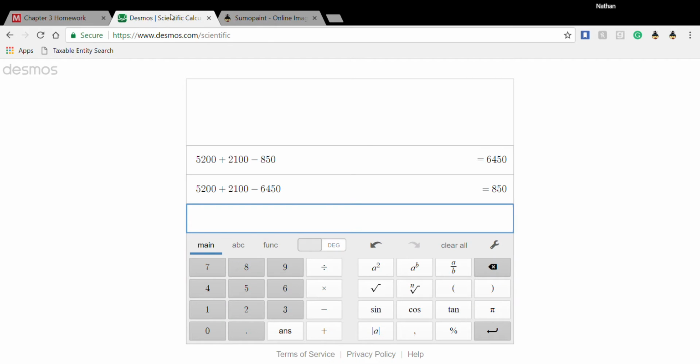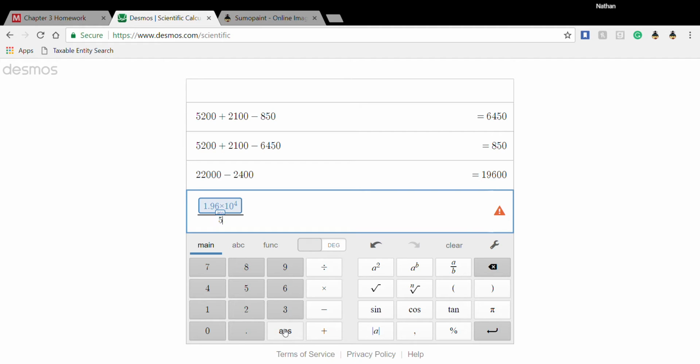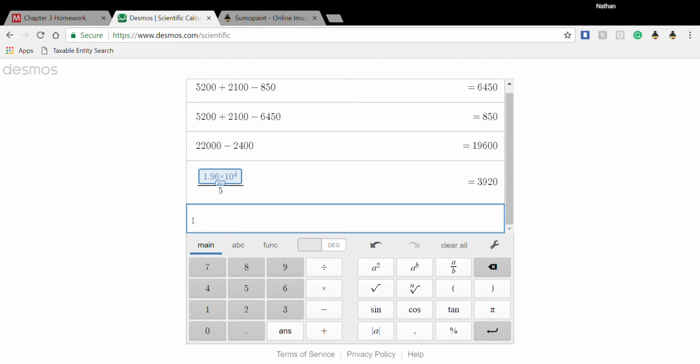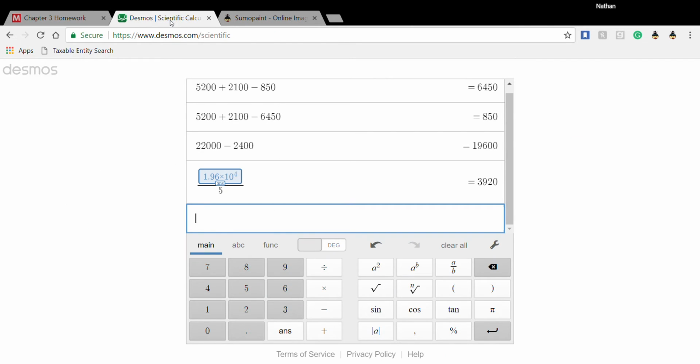So just to show you, because you do need to know this, take the 22,000 minus 2,400, then take the answer and divide it by 5. So again, this calculator just does it in scientific notation, but 3,920, that's exactly what they had. So everything's good. I just want to show you basically how it looks in the calculator, how we would have done it right there. Okay?